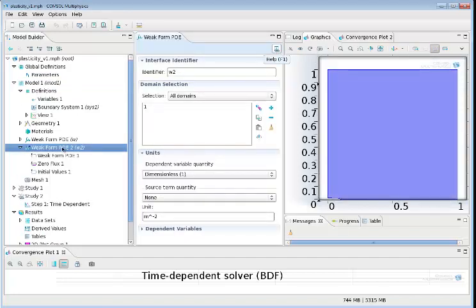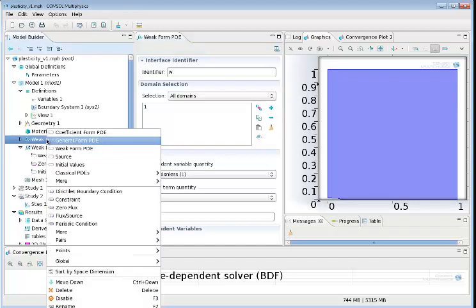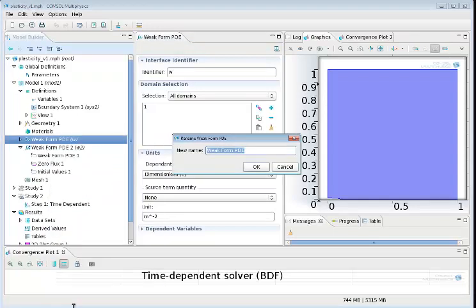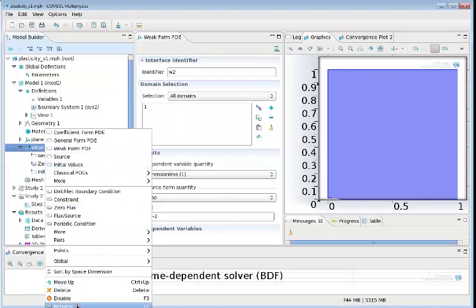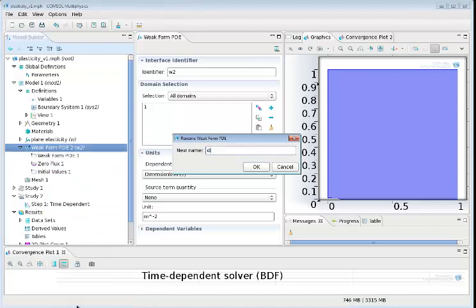So you don't get confused, I'm going to relabel this. I'm going to call this elas. Let's call it plane elasticity. And the second PDE, I'm going to call this dislocations. Alright.